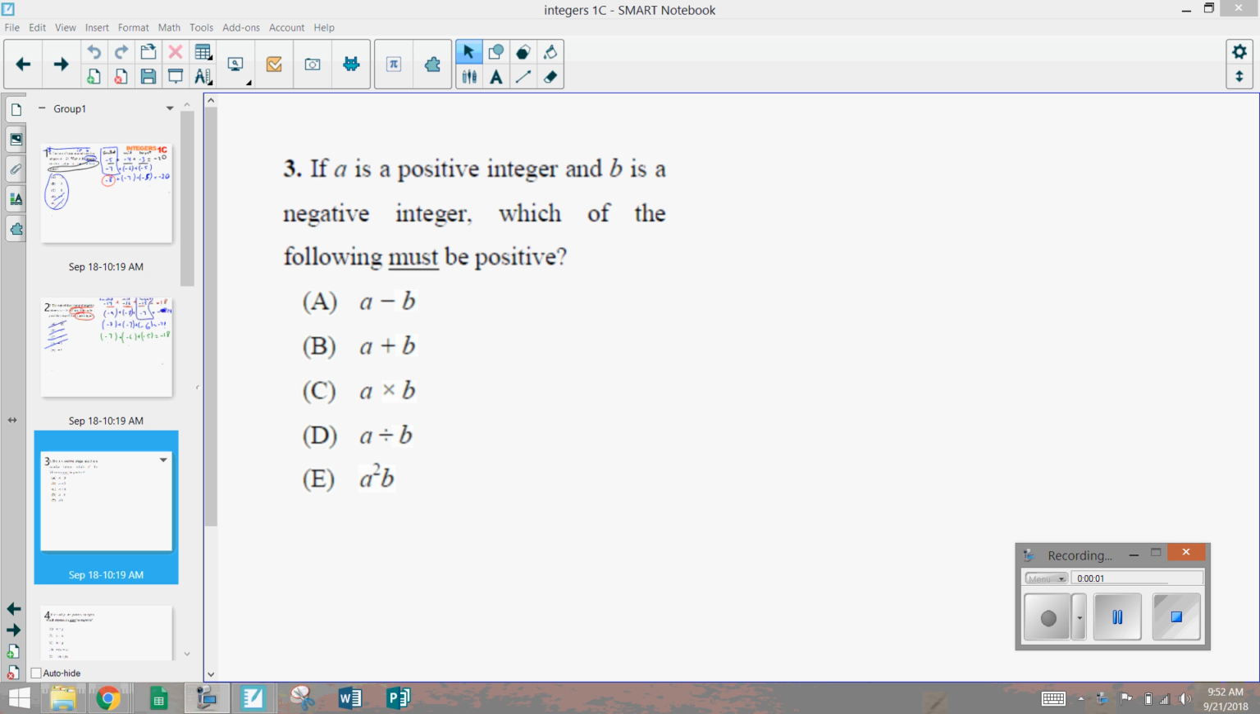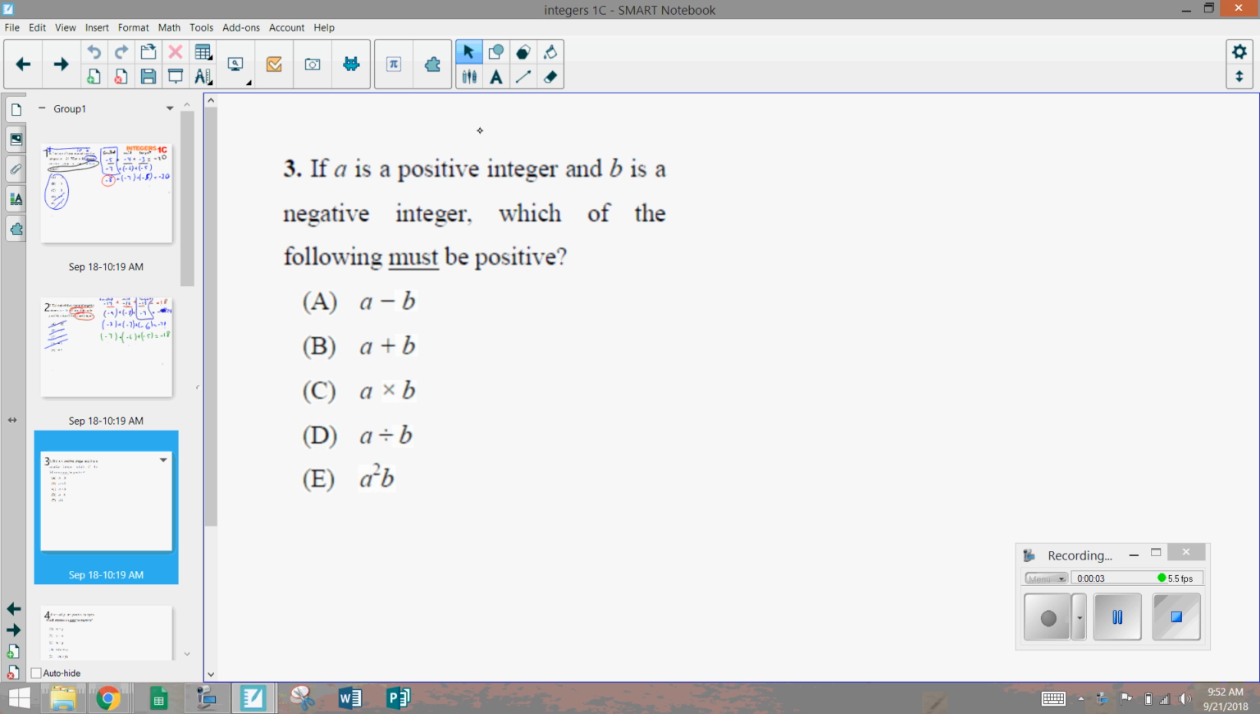A is a positive integer. For example, what do you call positive integer? What do you guys call this? A. So what number you give? 2, okay. And then B is a negative integer. You call that? Okay, as you wish. Which of the following must be positive?